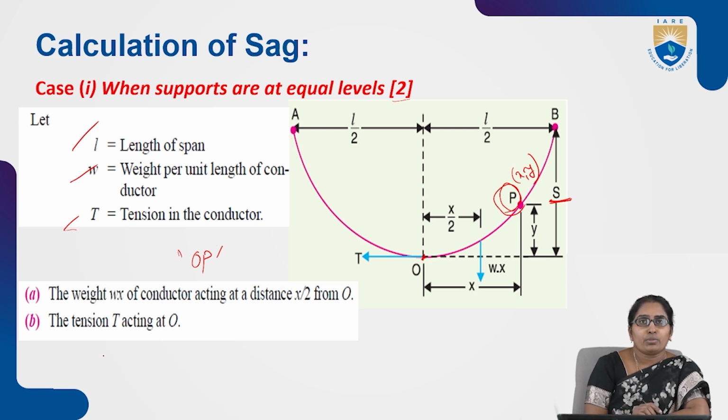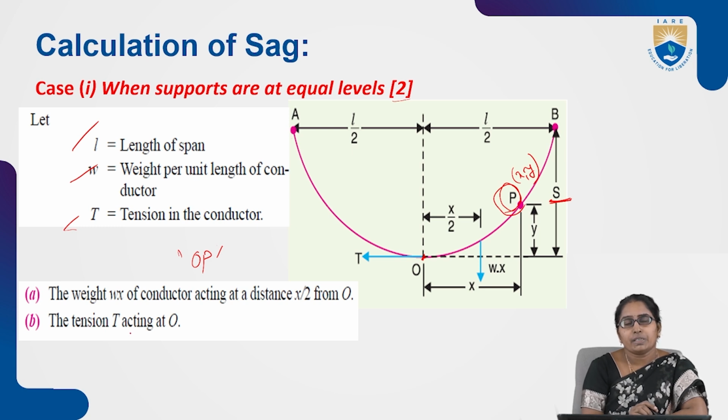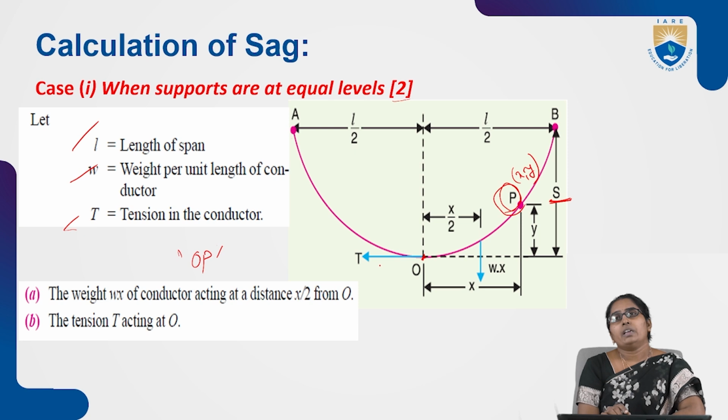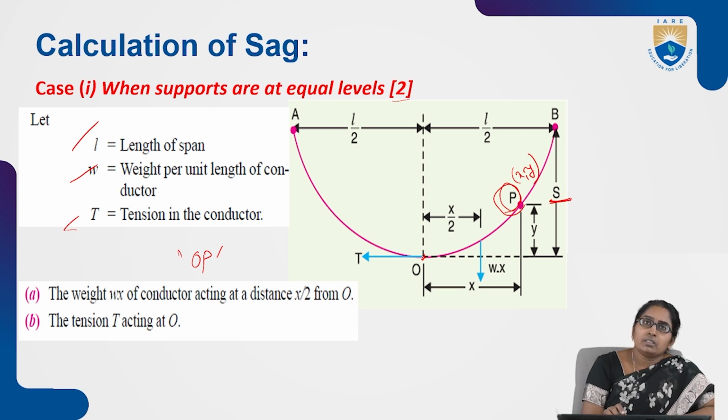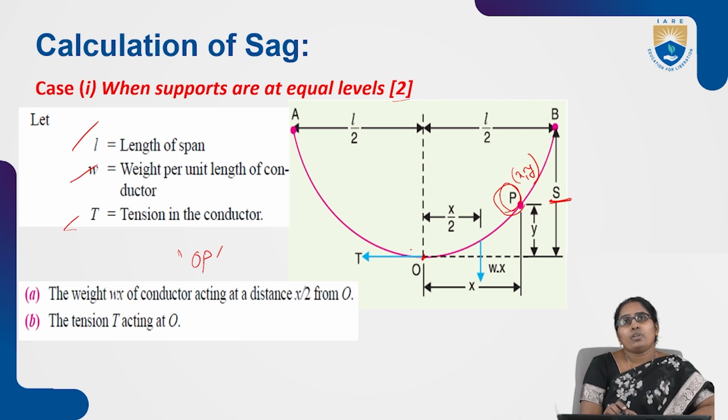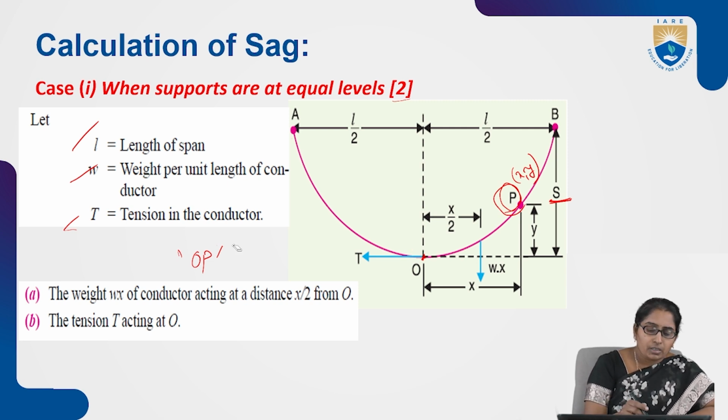Next, the second force is the tension T acting at O. You can see it with the blue line again. That is the second force, which acts at this lowest point. So these are the two forces acting on the curve length OP.